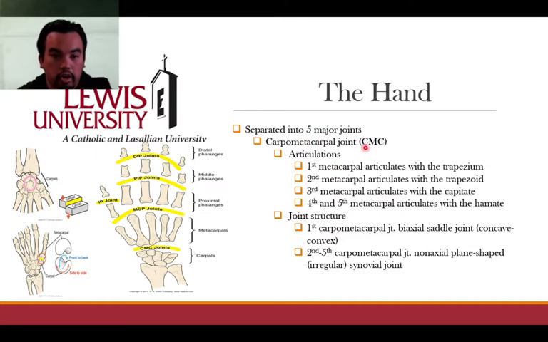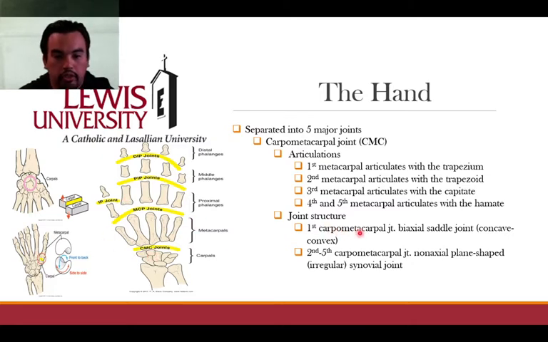The carpometacarpal joint, which articulates: we have our first metacarpal articulates with the trapezium, the second metacarpal articulates with the trapezoid, the third metacarpal articulates with the capitate, and the fourth and fifth metacarpals articulate with the hamate. So that's this right here. Okay, that's what we're talking about.